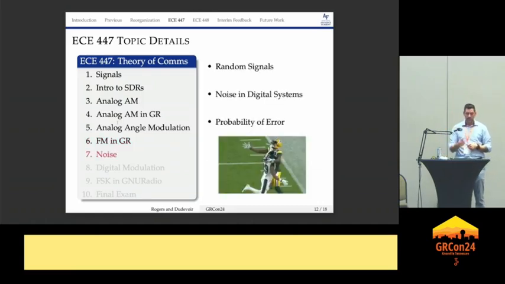So we do GNU Radio FM, and then we have to talk about noise. This is kind of an ABET thing, but it's also important, right? Noise is everywhere. It can cause interference, pass interference.